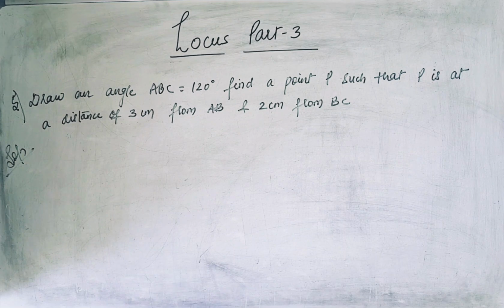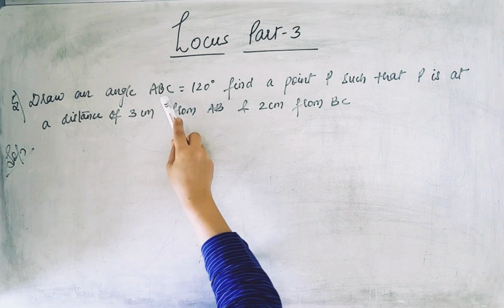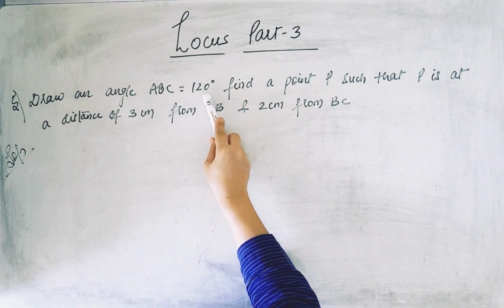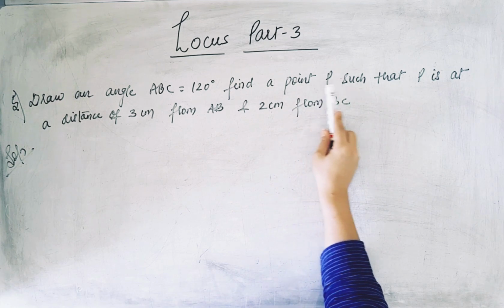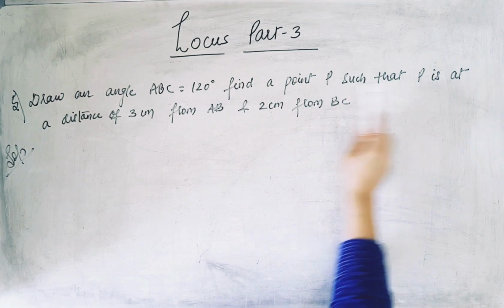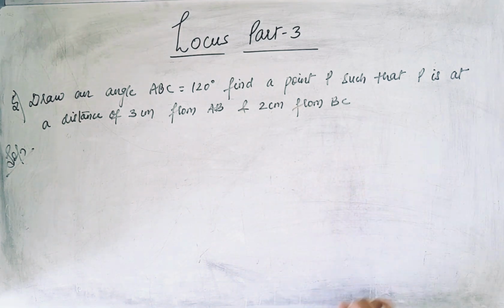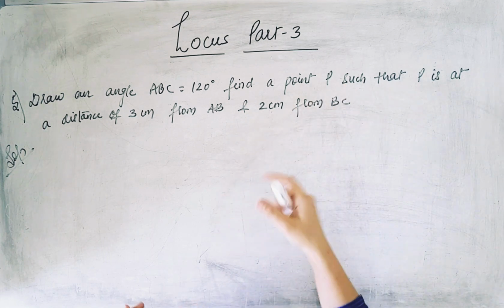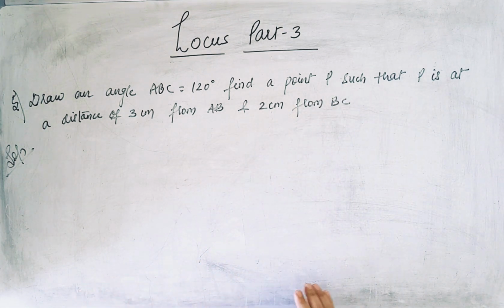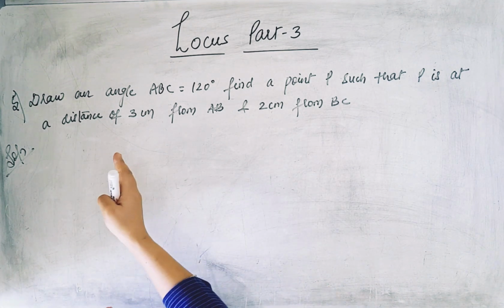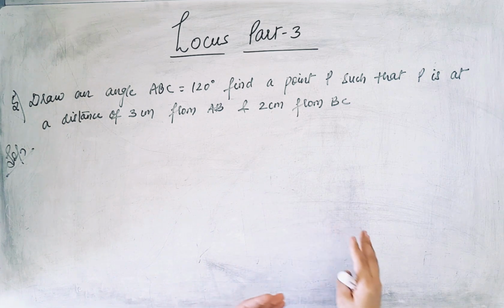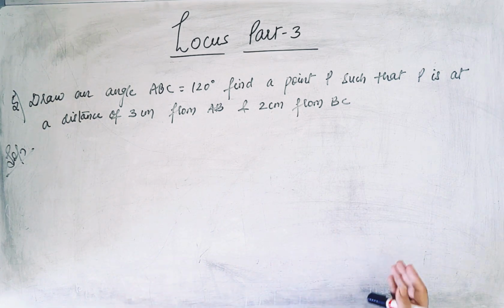Now the question is, draw an angle ABC of 120 degrees. Find a point P such that P is at a distance of 3 cm from AB and 2 cm from BC. Now see, till now in the questions, they were saying P is equidistant from both AB and BC. That means the distance was the same. But in this case, they have mentioned that the distance is different from AB and BC.